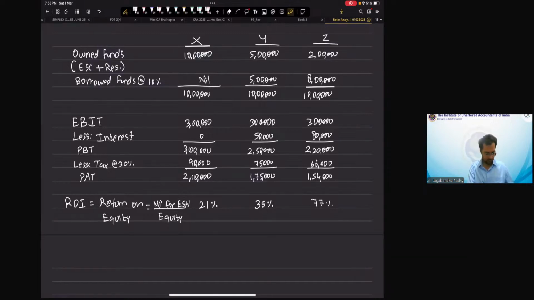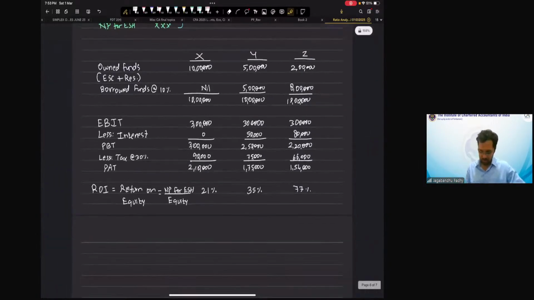75.5. Is it? 1 lakh 54 divided by 2 lakh, 77%. Yeah. So which company has performed better? Can I say it's company Z which has performed better?